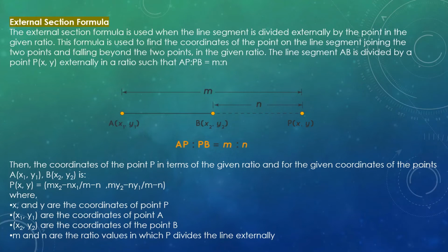where x and y are the coordinates of point P, x1, y1 are the coordinates of point A, x2, y2 are the coordinates of the point B, m and n are the ratio values in which P divides the line externally.